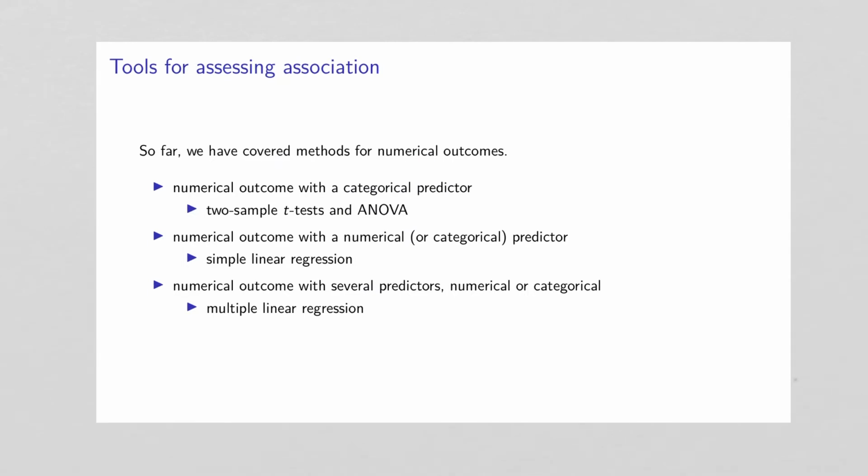So, tools for assessing an association. Remember how we said that there's an association between coffee and pancreatic cancer, but it's not a causative association. And so we've looked at methods for numerical outcomes, right? Categorical predictor: 2-sample t-test and ANOVA. Remember, ANOVA is for when we're comparing the means of 3 groups. Group 1 is equal to the mean of group 2, which is equal to the mean of group 3. The t-test is more for comparing the means of 2 groups.